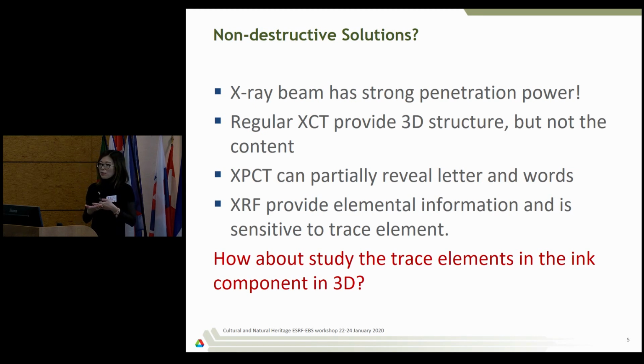So later on, we thought about X-ray fluorescence, because this technique is very sensitive to trace elements, so it can detect up to sub-ppm concentration. So what if we study the elemental distribution in a 3D fashion, that is, the elements contained in the ink component? This is what we think might be one possible way to retrieve the letters inside the papyrus.